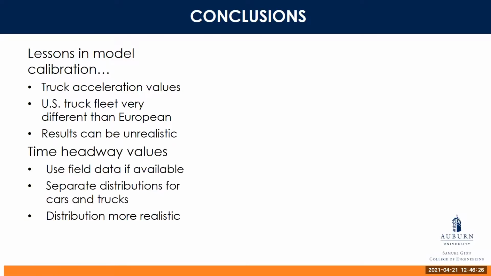Also looking at time headway values, we happen to have field data that captured that information. So we said, let's go ahead and use that. And let's represent those as a distribution rather than a static value, because that increases realism, as well as separate distributions for cars and trucks. As we saw a few moments ago, our field data supported that approach.